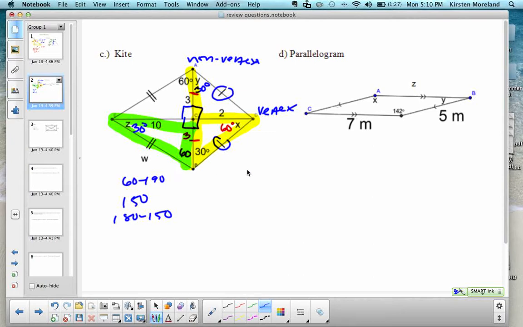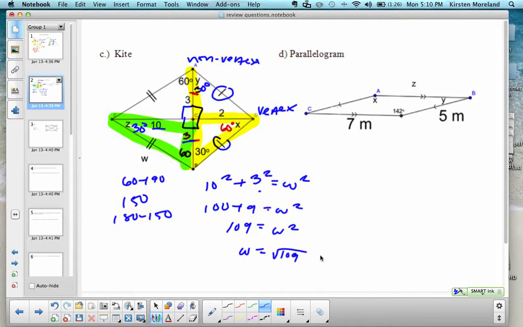And the last thing we need to find is w. W is a side length. To find w, we're going to have to do 10 squared plus 3 squared for the sides because we have a right triangle here. We're going to get 10 squared plus 3 squared because we have 10 and 3 equals w squared. So I get 100 plus 9 equals w squared. W squared equals 109. So w equals the square root of 109, which is approximately equal to 10.44.